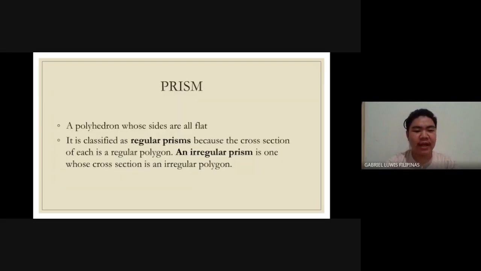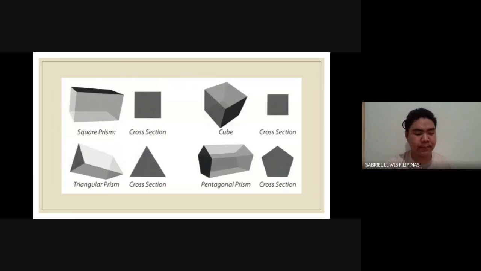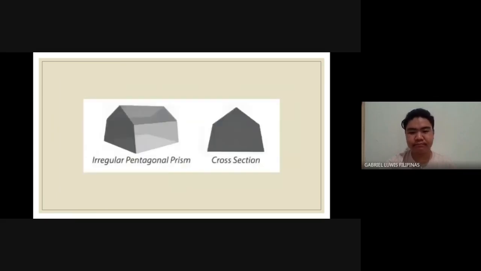For the prism, a polyhedron whose sides are all flat, it is classified as a regular prism because the cross-section of each is a regular polygon. An irregular prism is one whose cross-section is an irregular polygon. This is an example. For the square prism, it has a square. For the triangular, it has a triangle. And for the pentagonal, the cross-section is a pentagon. For the irregular pentagonal prism, this is an example.